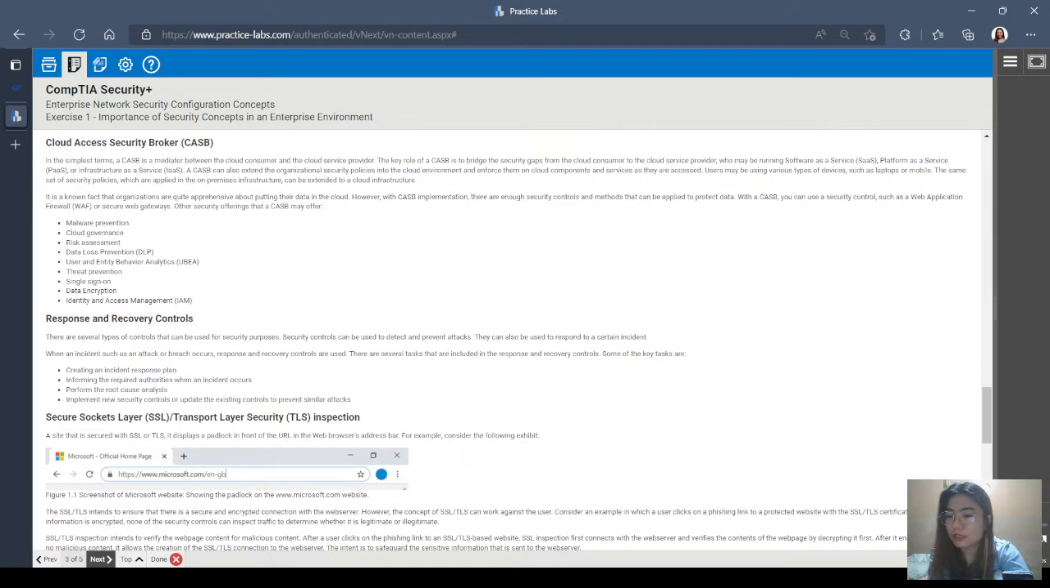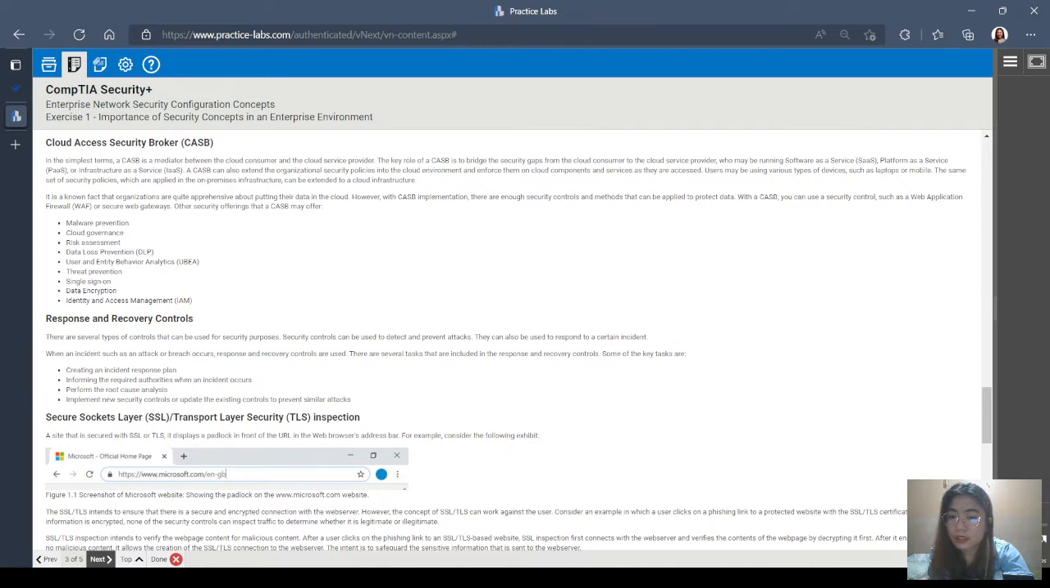Response and recovery control. There are several types of control that can be used for security purposes. Security controls can be used to detect and prevent attacks. They can also be used to respond to a certain incident. When an incident such as an attack or breach occurs, response and recovery controls are used.